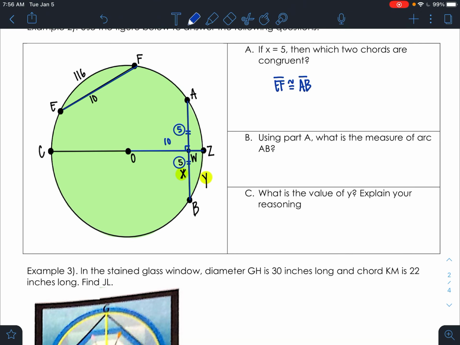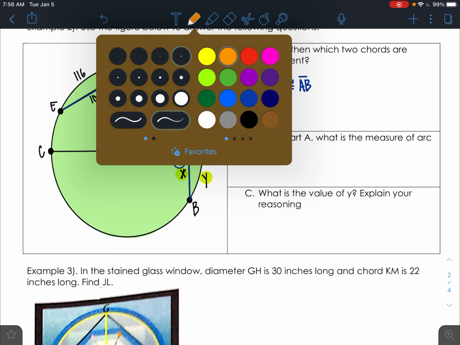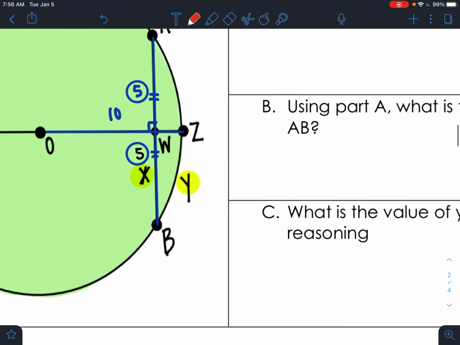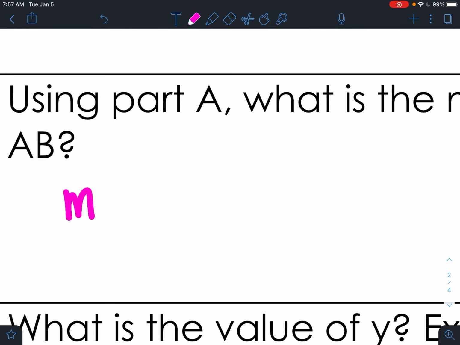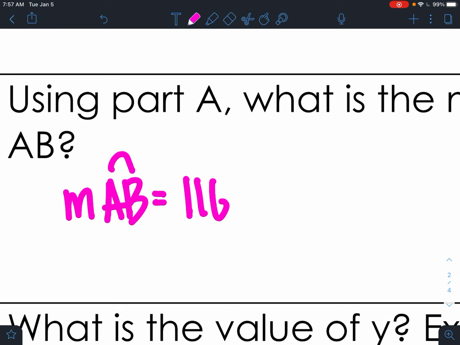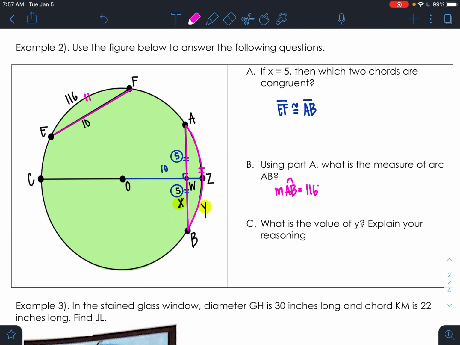Okay, so now it says using part A, what is the measure of arc AB? So now we're looking at this full arc right here. So I'm looking at this arc AB. And so if EF and AB are congruent, then we know that their arcs also have to be congruent, which means that the measure of arc AB also has to be 1/16.